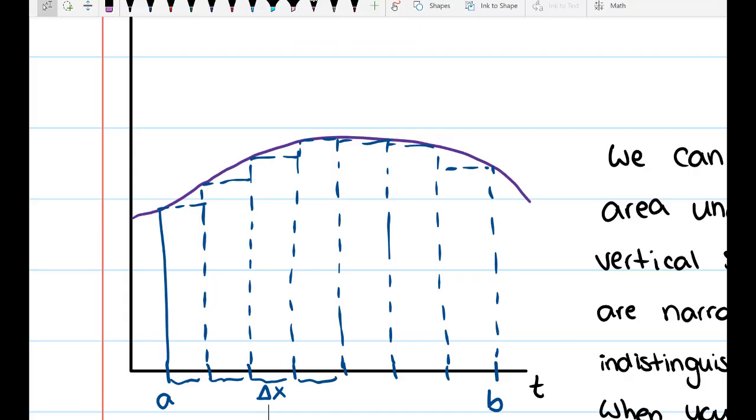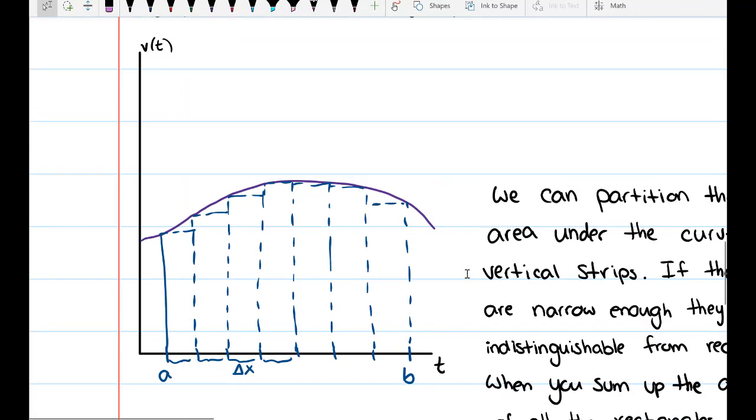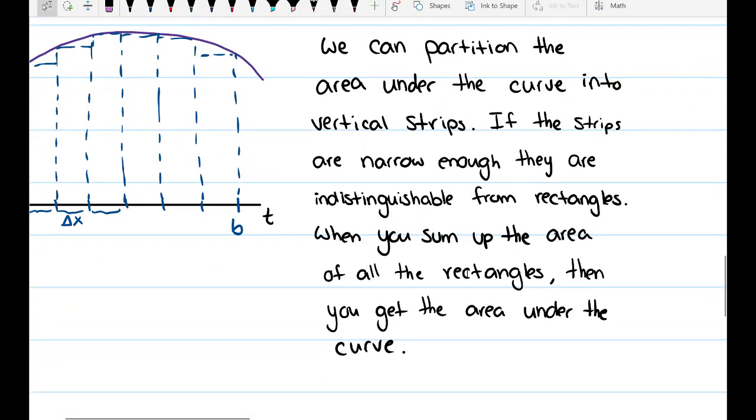So this is the idea behind a Riemann sum: we're going to use the sum of these rectangles to represent all of our area. So we can partition the area under the curve into vertical strips. If the strips are narrow enough, they are indistinguishable from rectangles. When you sum up the area of all the rectangles, you get the area underneath the curve.